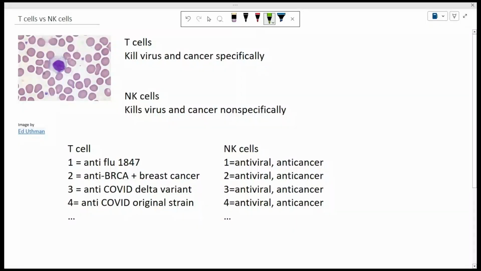Guys, and welcome back. So today we're going to be talking about T cells and natural killer cells and kind of what the difference is here.